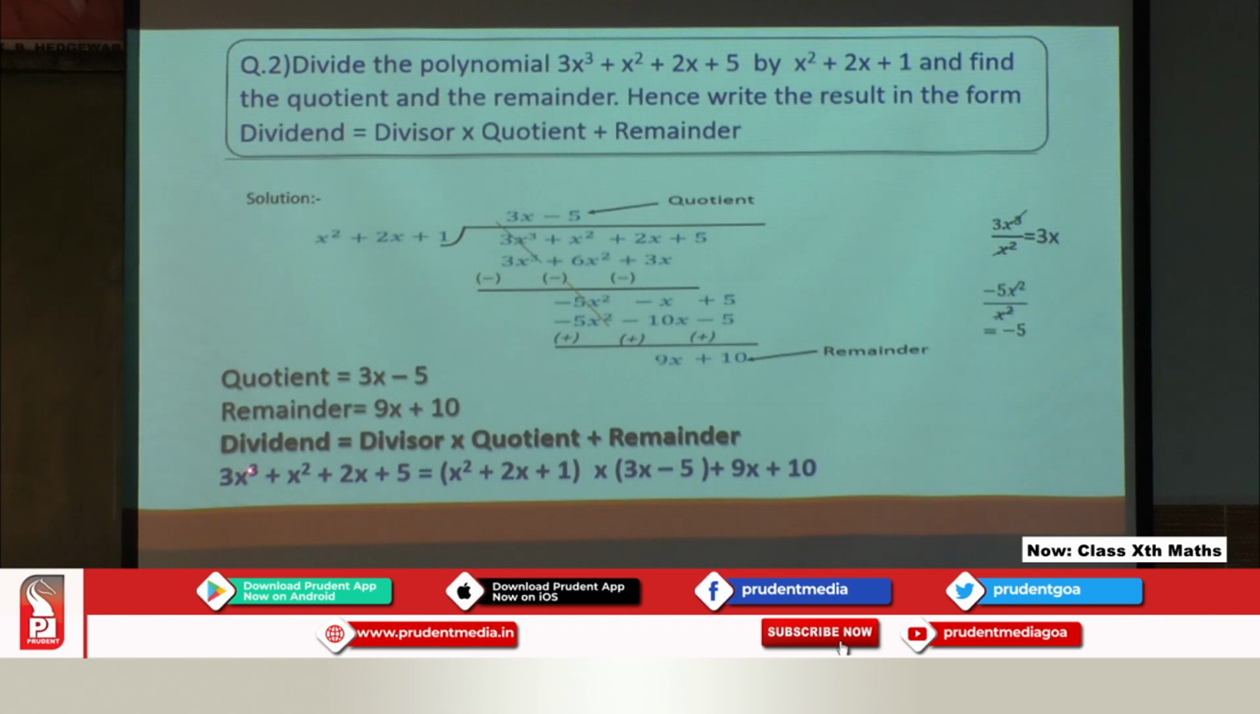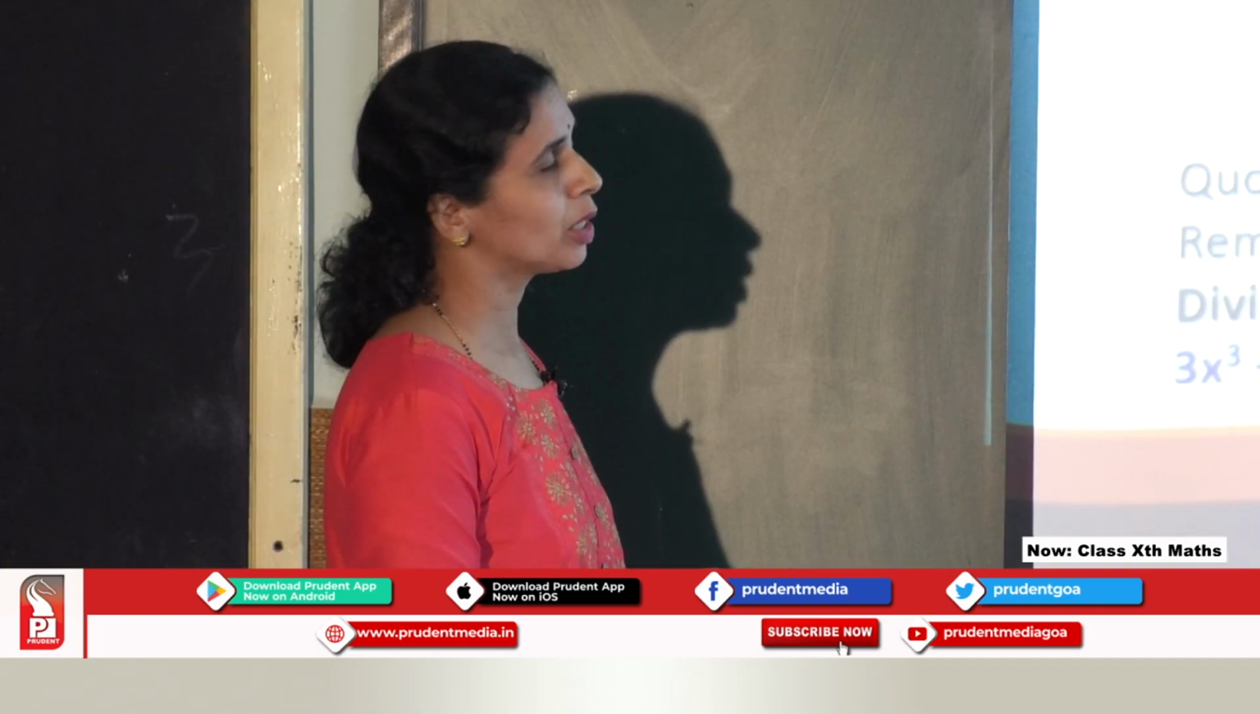See, the dividend 3x cube plus x square plus 2x plus 5 is equal to the divisor x square plus 2x plus 1 into the quotient we got here, 3x minus 5, plus the remainder we got here, 9x plus 10. So the quotient is 3x minus 5 and the remainder is 9x plus 10. This is the answer for this question.